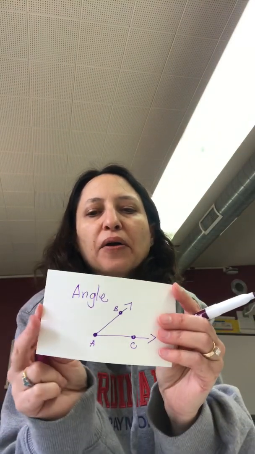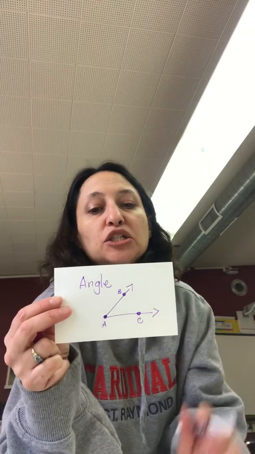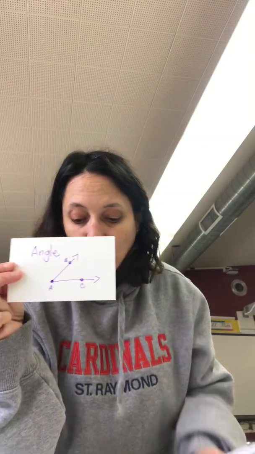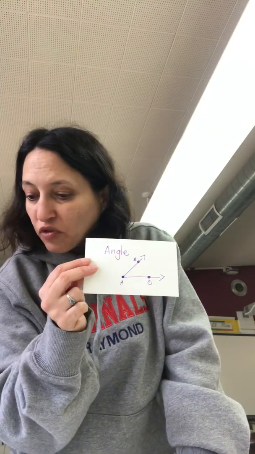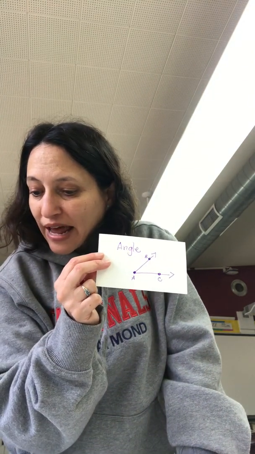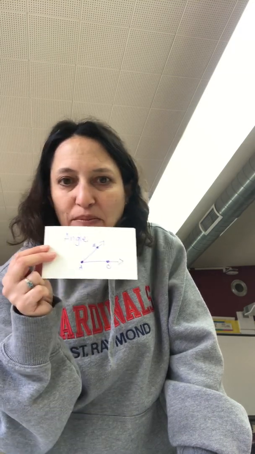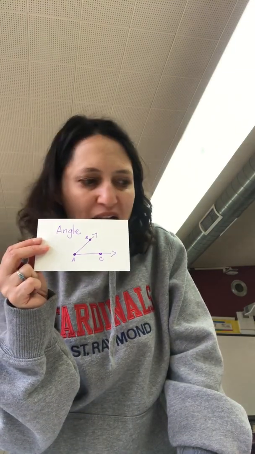All right. Next we have angles. Here's my angle right here. Angles are actually two rays that meet together. An angle is formed by two rays or line segments that have the same endpoint. The shared endpoint is called a vertex.